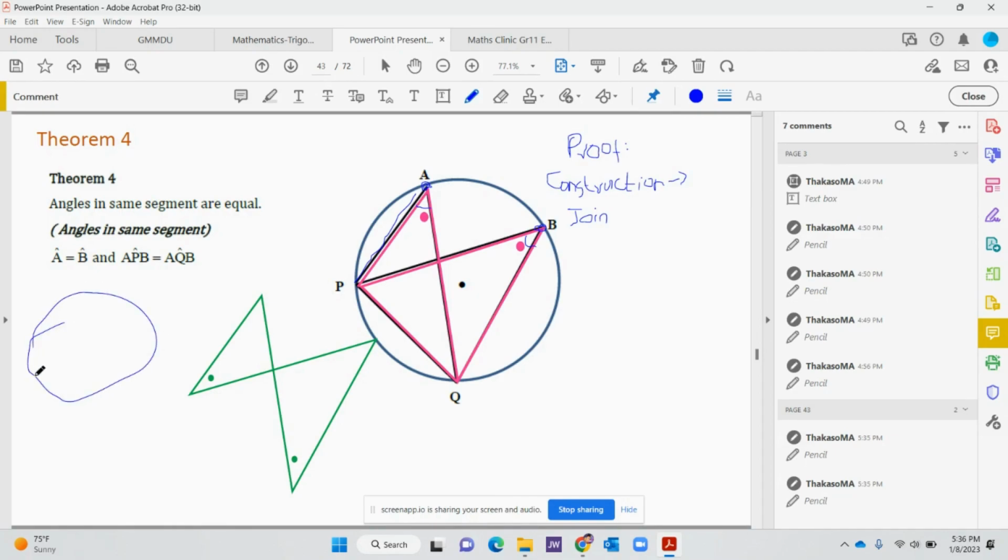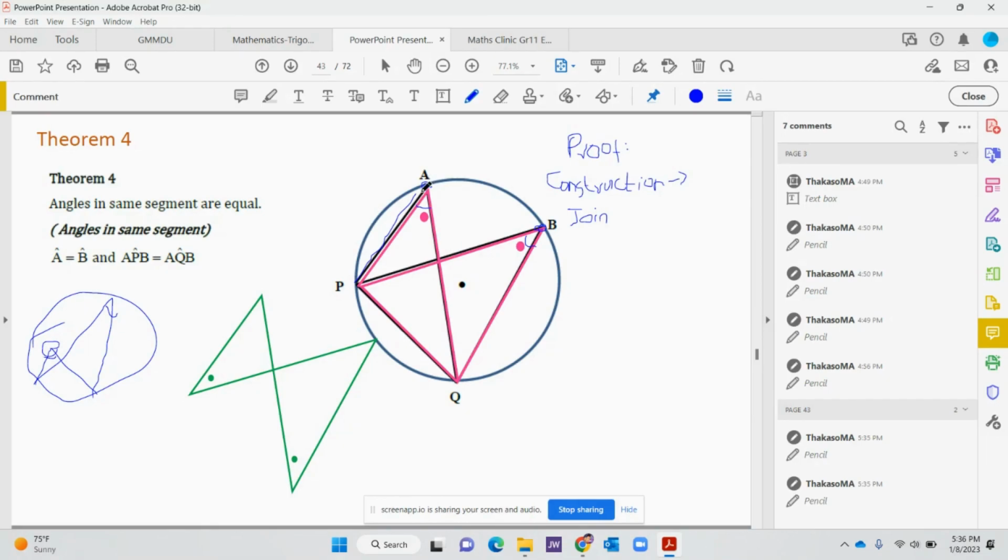So you can't have something like this, and then claim that this angle is equal to that angle, because this one is not on the circumference. So remember, theorem 4 only applies when the two angles lie on the circumference.